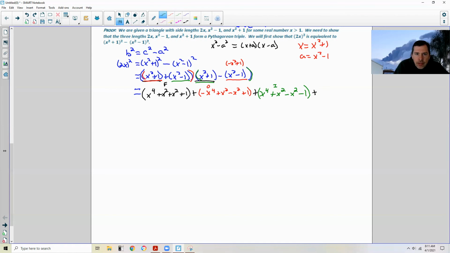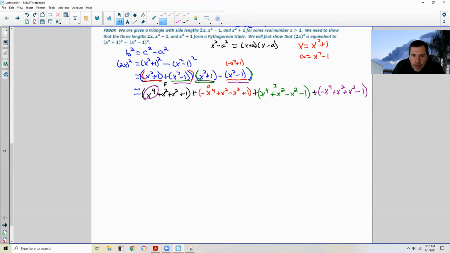Alrighty, plus, and then I'll use purple for last. Last is this term times this term. X squared, and I'm looking up here now because I distributed my negative 1. X squared times a negative x squared is negative x to the 4th. X squared times 1 is x squared. Negative 1 times a negative x squared is x squared. And negative 1 times 1 is minus 1. Whew. Look at that, will you? It's okay. We're adding all of these up now.